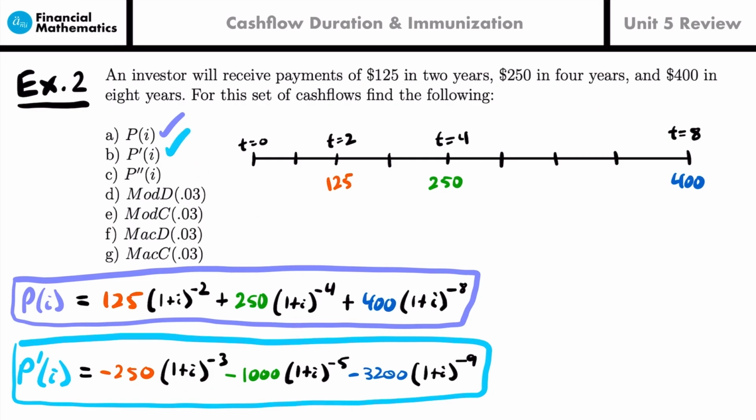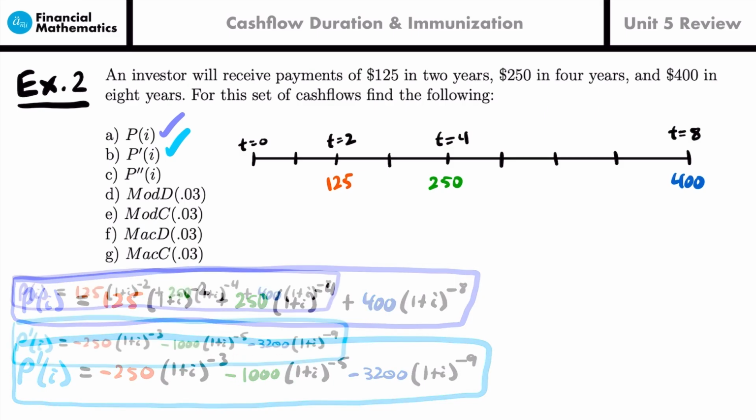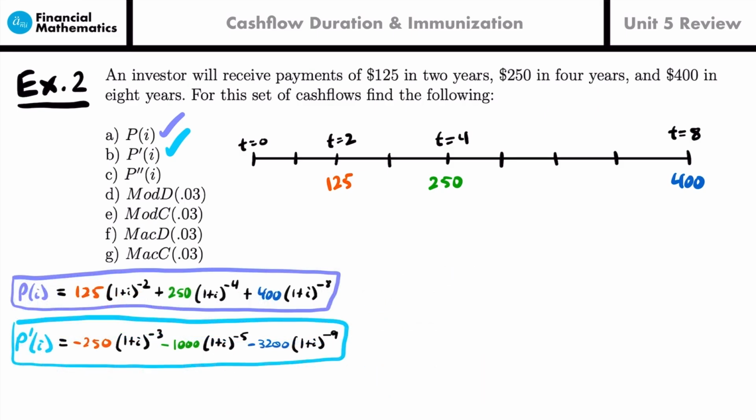Okay, so now we're ready to move on to part C, which is to find the second derivative of the present value function. And to find that, what we need to do is take the derivative of the first derivative. Okay, so we took the derivative of the original price function to get the first derivative, but to get the second derivative, we have to take the derivative of the first derivative. So let's do that. It's going to be a very similar process to what we did to find the first derivative. We're going to be multiplying each exponent down for those present value factors, and then we'll be subtracting 1 from those exponents as well.